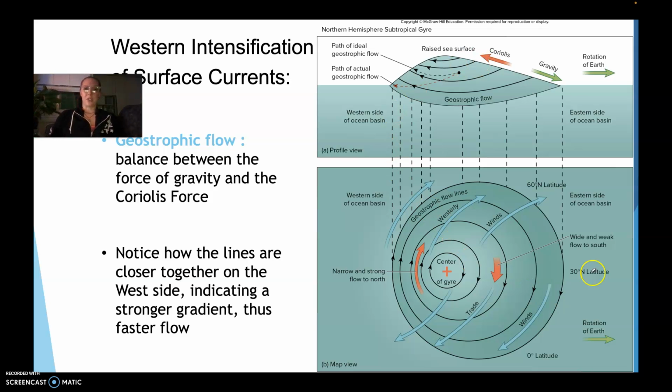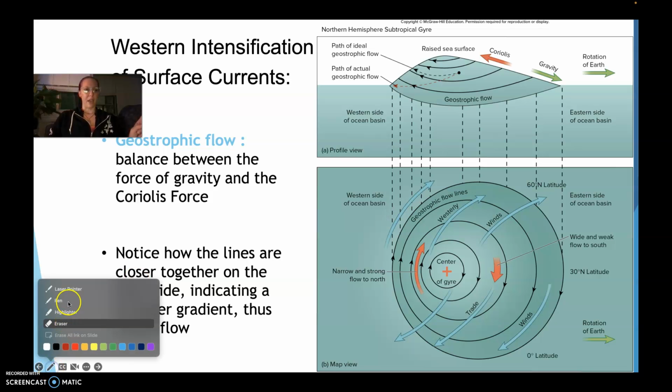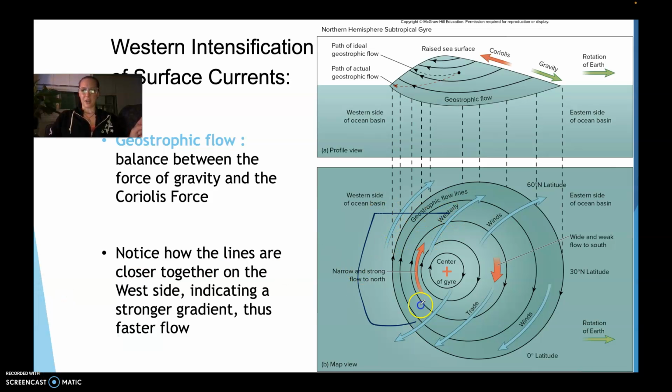And then if we look at the top-down view, notice how these lines are closer together on the left side and further apart on the right side. The closer together these lines are means that there's a steeper gradient. And that's why this arrow is longer here, because with that more intense gradient, the water is moving faster through that channel. Whereas on the eastern side, or on the right side here, the contours are really far apart, and notice how this red arrow is much shorter, indicating a slower flow.